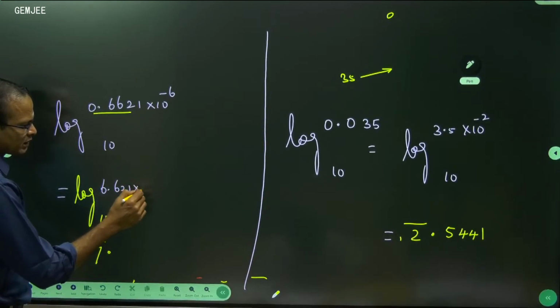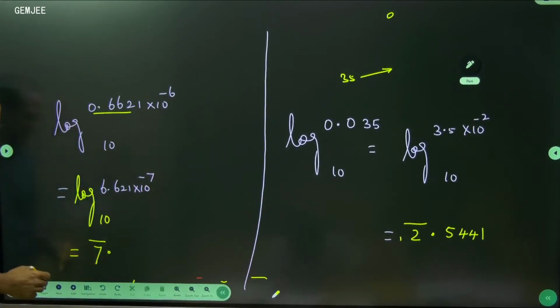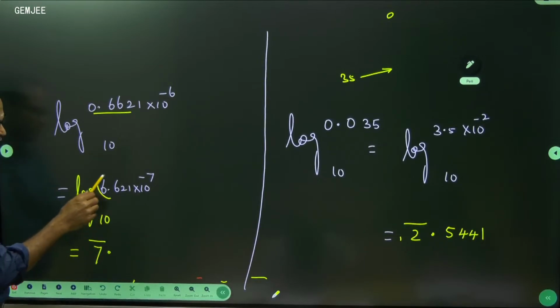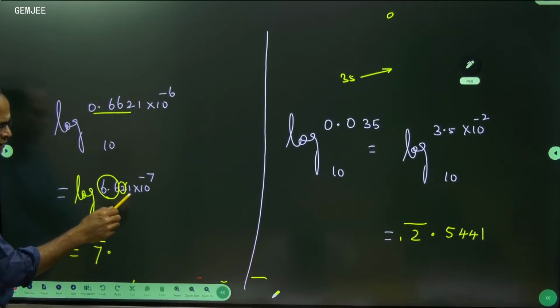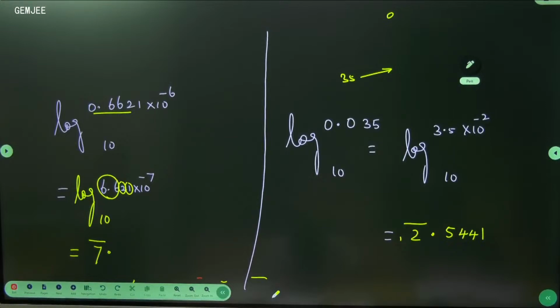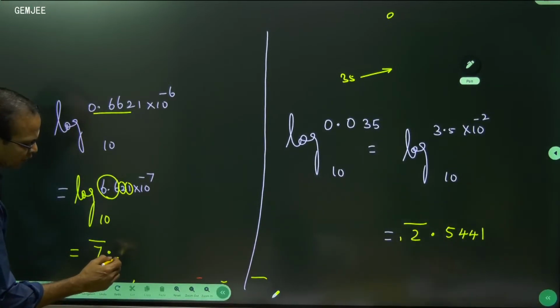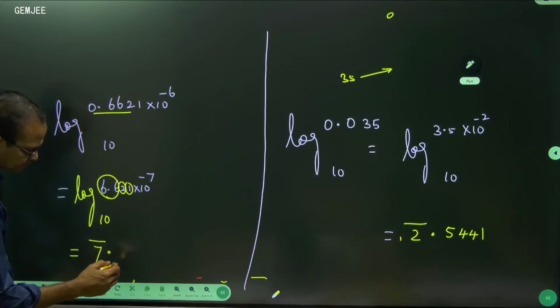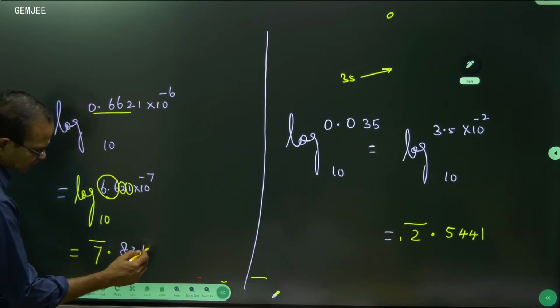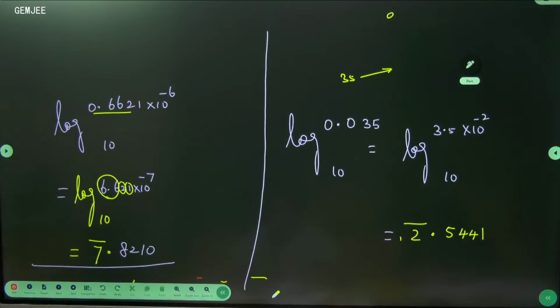6.621 into 10 power minus 7. It is 7 bar point. You have to look at 6.621. You have to look. 7 bar point 8210. 8210. Super. That's the answer. 7 bar, you got confused.